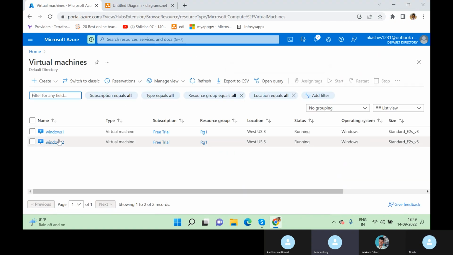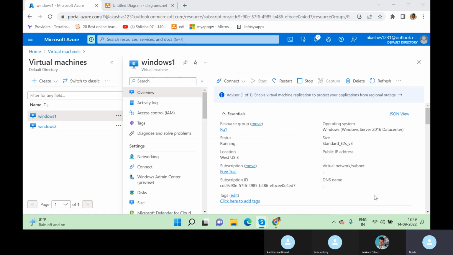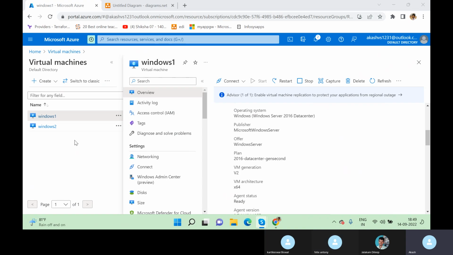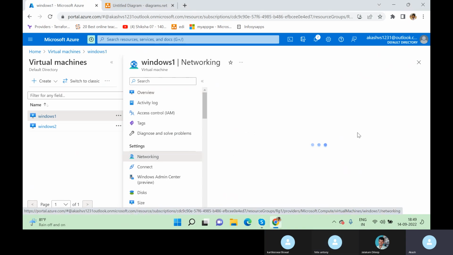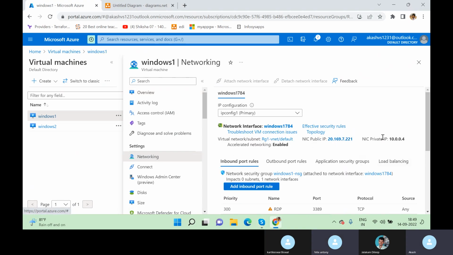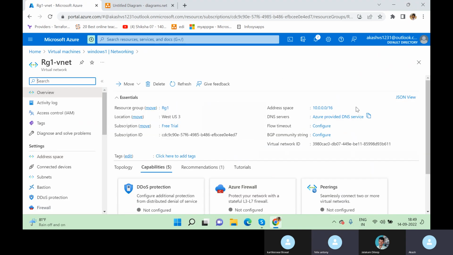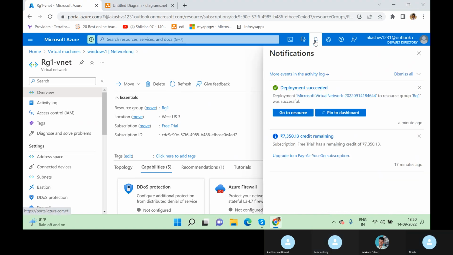You see, this is my VM which I have. It is assigned to a virtual network, RG1 VNet slash default, right? This will have a private IP. Go to networking. This will have a public IP and this will also have a private IP. The private IP is taken from the range of my VNet. If I go to this VNet, there is a particular address space, right? For that range, it is taken.